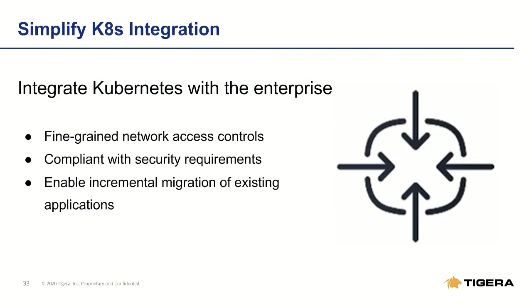And so ultimately what this enables you to do is simplify Kubernetes integration into your environment. When you're going to deploy and you need to connect to existing applications that are running either in the cloud or on-prem, you're going to need to be able to specify the specific workloads that connect to it. Generally, the database owners, as well as the security team, don't want just any workload to be able to connect. So this keeps you compliant with the security requirements, and it'll also enable this incremental migration of existing applications.